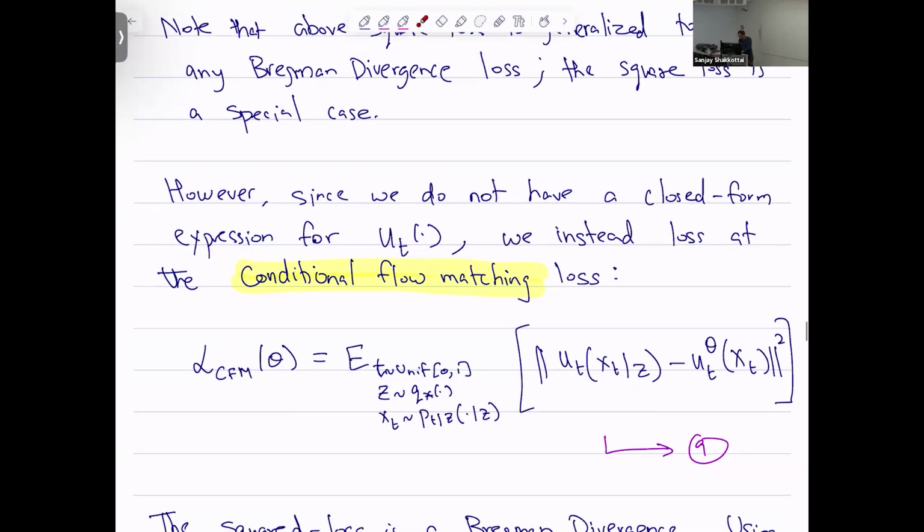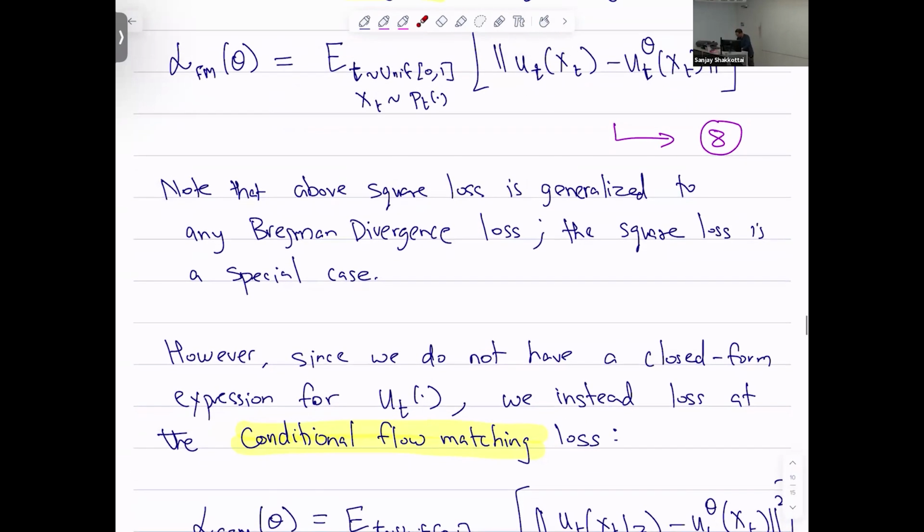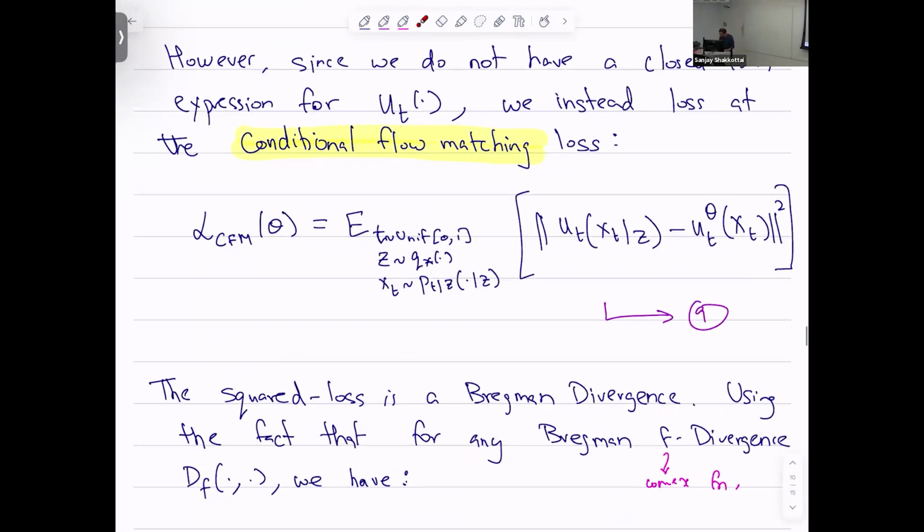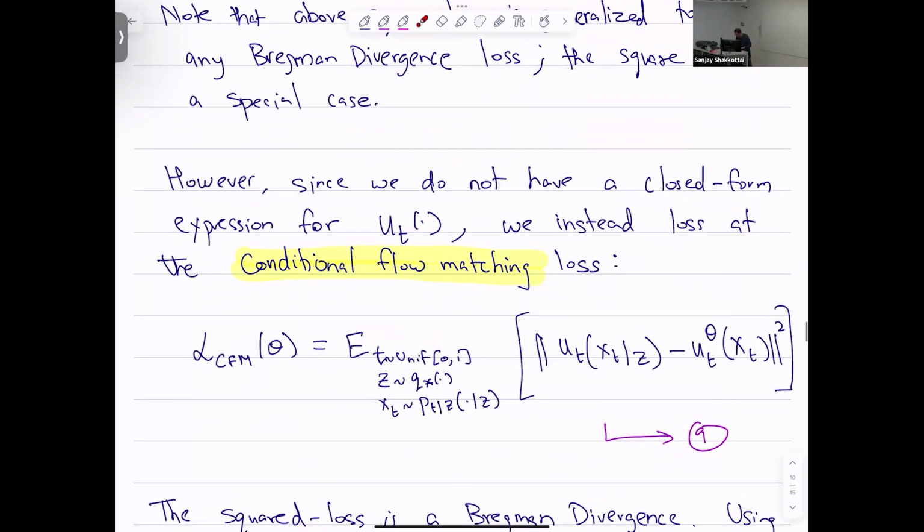Let's stare at these two expressions. The flow matching loss is with just u_t. This is with a conditional u_t. So these two are different loss functions. Why do I care about the conditional flow matching loss? Because this has a closed form expression. So this is something I can train with, and we'll see how we do that in a second.